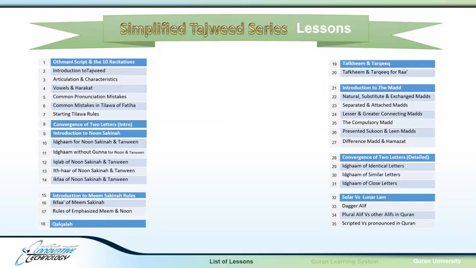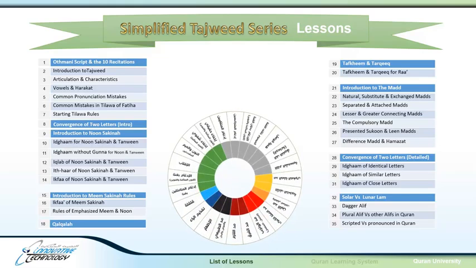The approach utilizes the color codes of Mus'haf al-Tajweed as a common denominator that links those lessons to Tajweed rules. With such an approach, we aim to make the understanding of Tajweed rules much easier and to practically help you to apply those rules while reading the Quran.